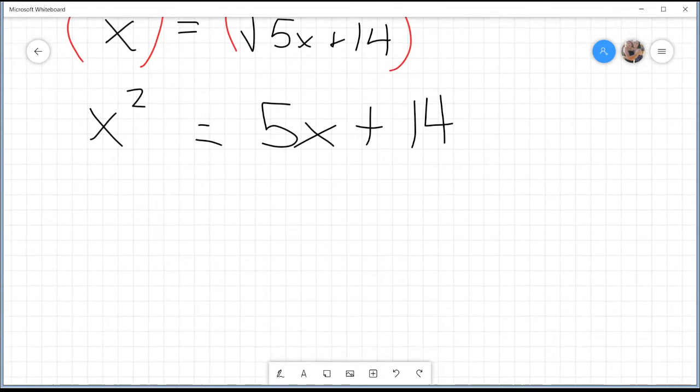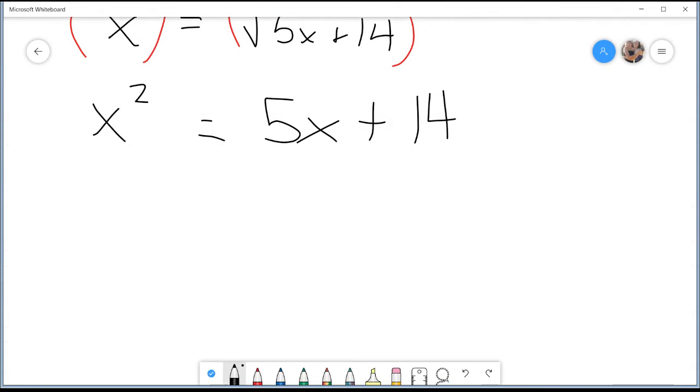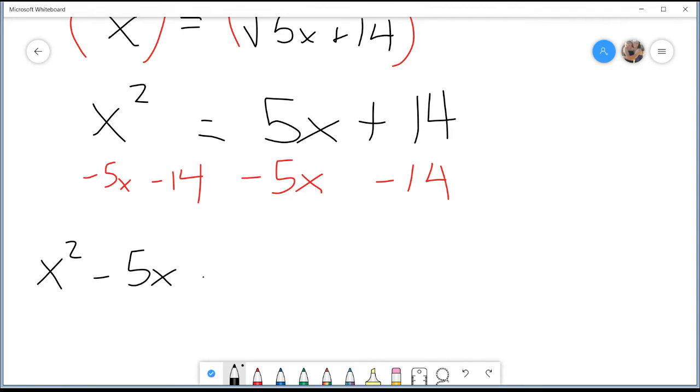Now we want to move everything to the same side of the equation, which means we want to move the 5x plus 14 over here with the x squared. We don't want to go the other way because if we do, the x squared would be negative, and we would prefer for that not to be the case. We're going to subtract 5x, we're going to subtract 14, and we're going to do that from both sides. So we get x squared minus 5x minus 14 equals 0.